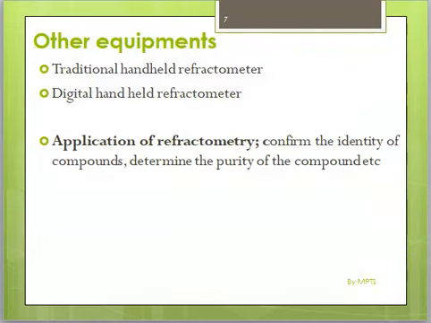Of course, there are other methods which can be used. We have the traditional handheld refractometer and the digital handheld refractometer. And of course, refractometry is applied to identify compounds. Of course, we know that the refractive indices of these substances are found in the pharmacopoeias, and refractometry is also used to identify substances and determine purity.